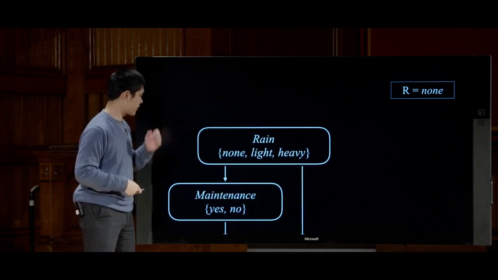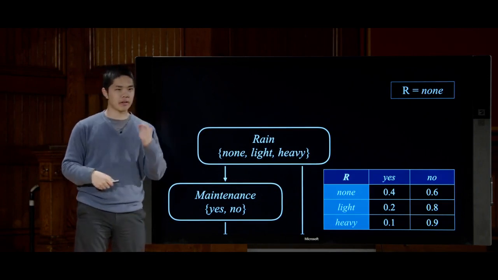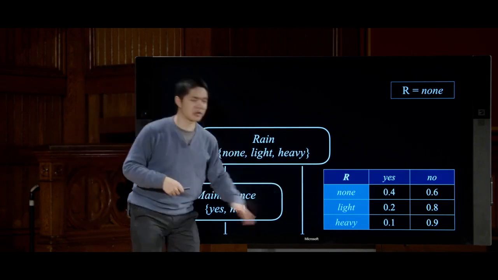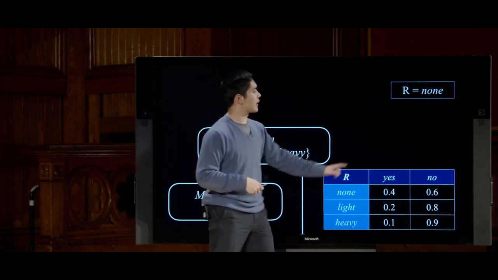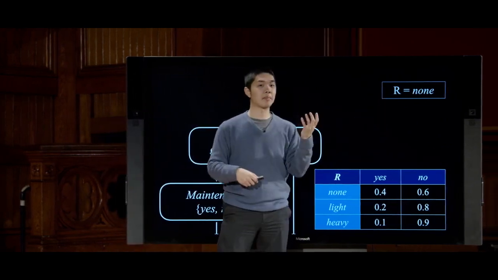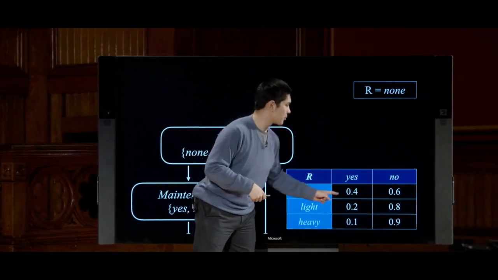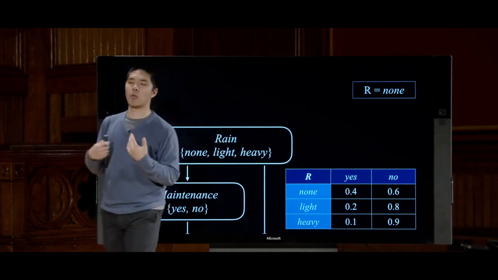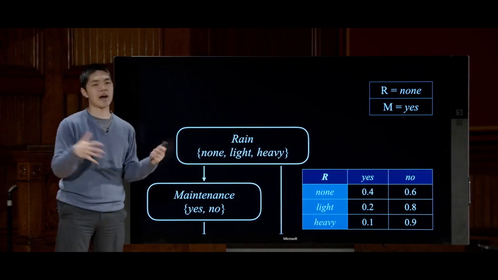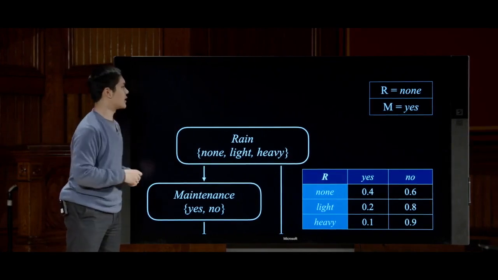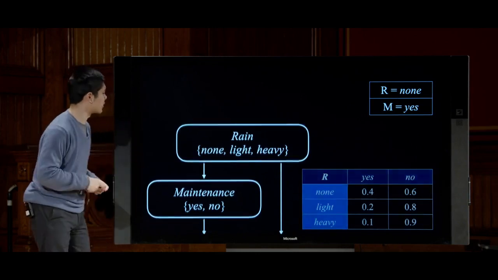Then I do the same thing for the other variable. Maintenance also has a probability distribution, and I'm going to sample. Now, there are three probability distributions here, but I'm only going to sample from this first row because I've observed already in my sample that the value of rain is none. So given that rain is none, I'm going to sample from this distribution to say, all right, what should the value of maintenance be? And in this case, maintenance is going to be, let's just say, yes, which happens 40% of the time in the event that there is no rain, for example.